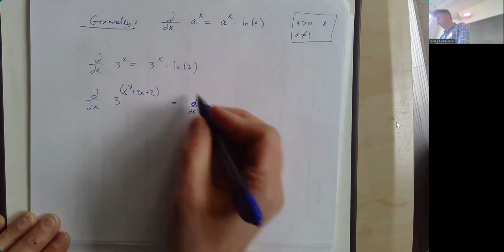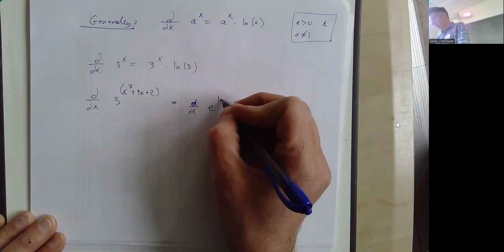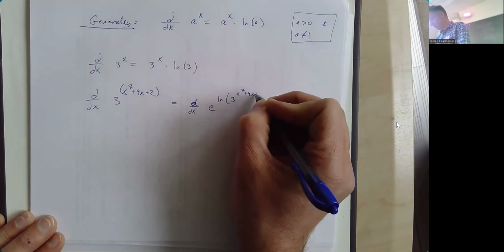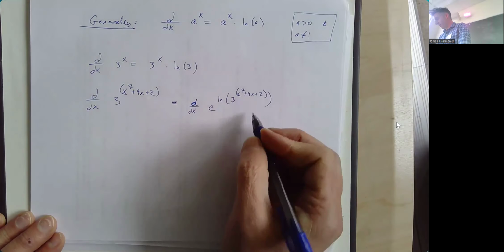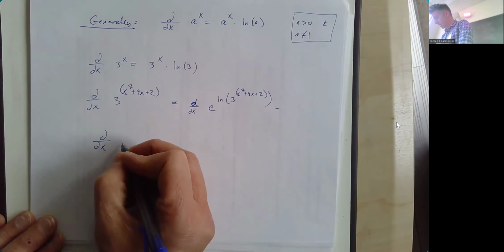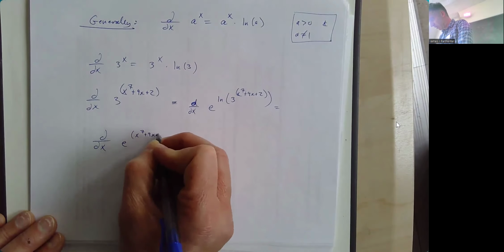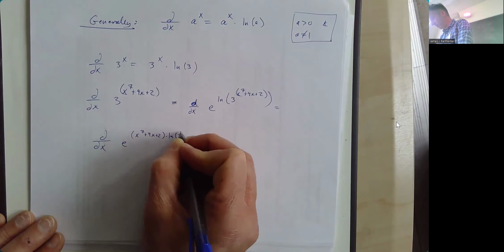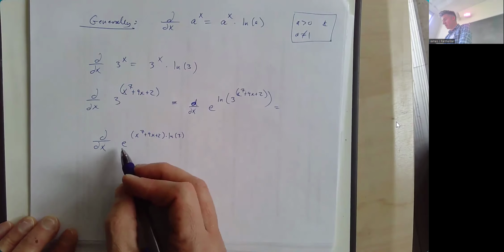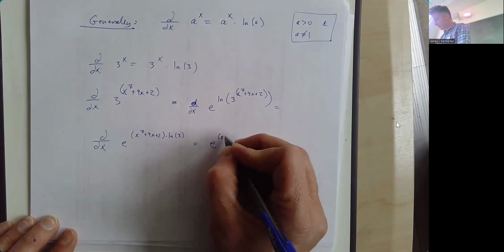And so here, I'm still taking the derivative of e to the natural log of 3 to the x to the 7th plus 9x plus 2. And again, we're going to bring that down in front. We're going to get the derivative still of e to the x to the 7th plus 9x plus 2 times the natural log of 3. And now we're in a position where we can actually take the derivative. The derivative of stuff is going to be e to the same stuff.